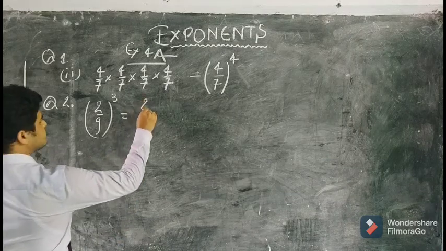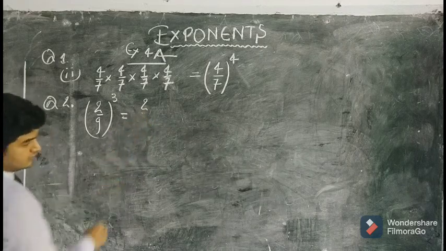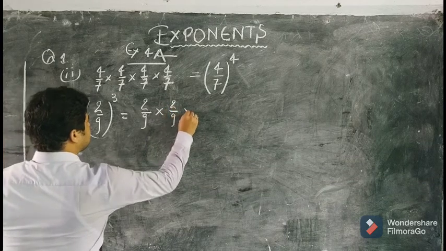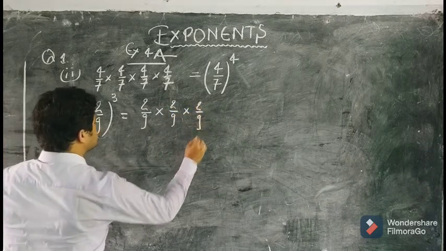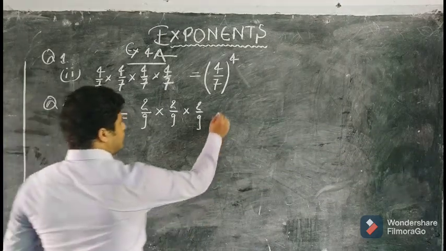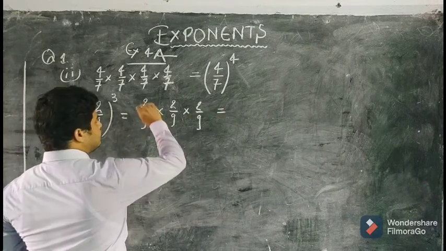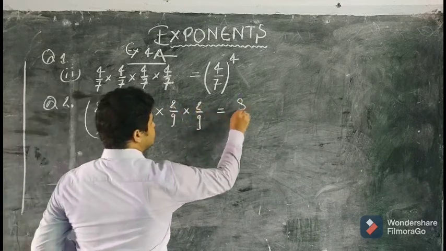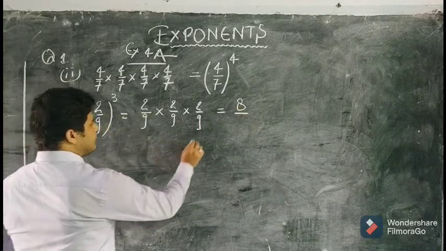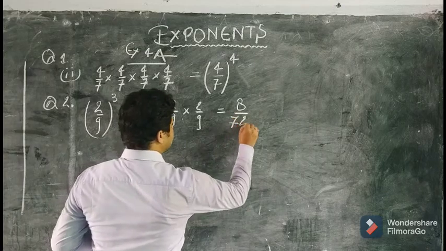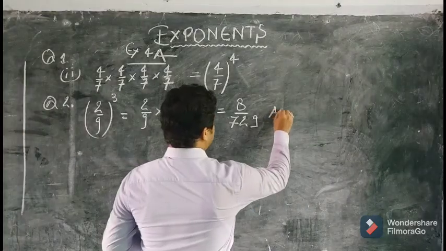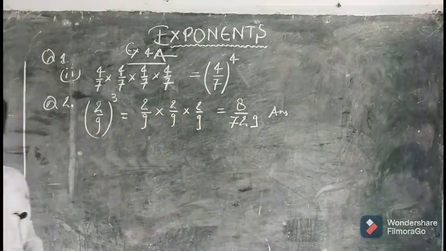So it can be written as 2 by 9 multiplied by 2 by 9 multiplied by 2 by 9, because the power is 3, so we will multiply it 3 times. So 2 into 2 into 2, numerator will be multiplied with numerator. 2 2s are 4, 4 2s are 8. Then denominator by denominator, so 9 9s are 81, 81 9s are 729. So the answer will be 8 upon 729.